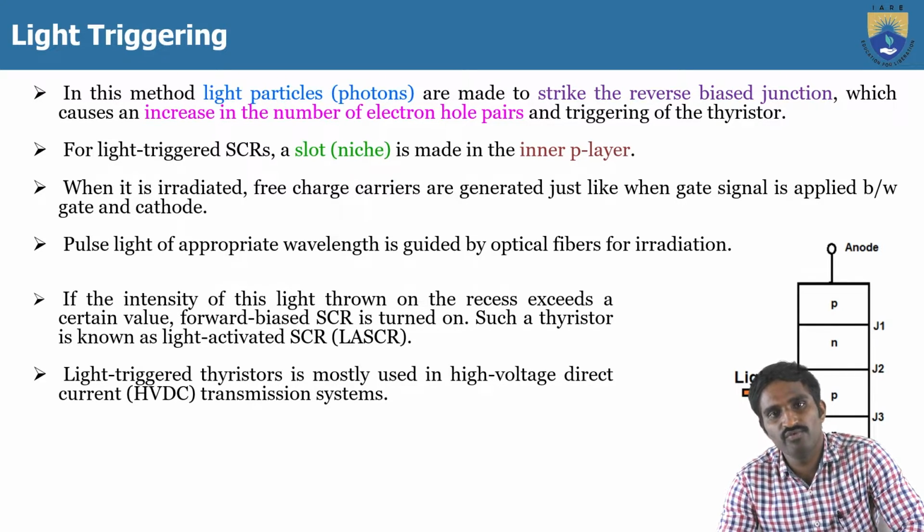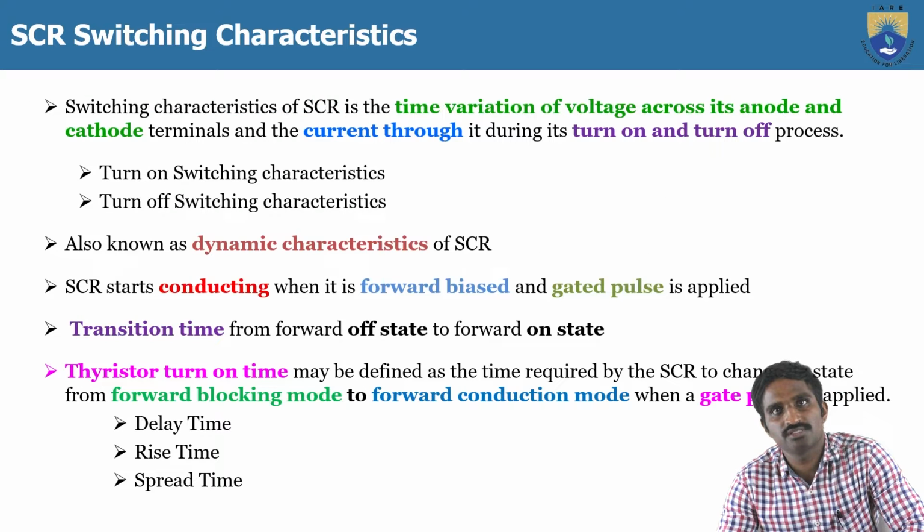Next we are moving to the next topic, which is the dynamic characteristics of the SCR, also called the switching characteristics of the SCR. Before, we discussed the output characteristics, which we can also call VI characteristics or static characteristics of an SCR, and these are the dynamic characteristics, or the switching characteristics.